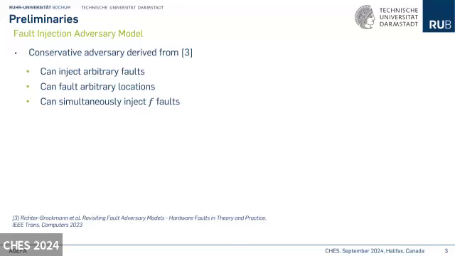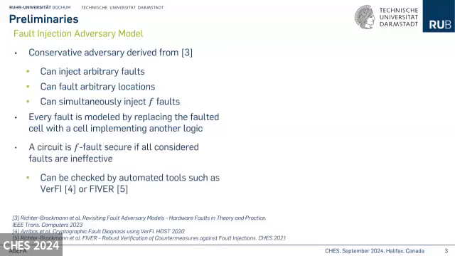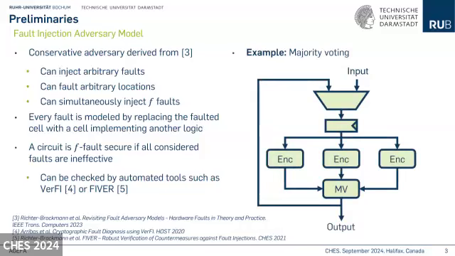And when we now take this adversary model, maybe one step back, to model this fault, we can just replace a faulted cell by another cell, which implements the functionality of our fault. So based on this, we can use some kind of tools here, for example, VerFI or FIVER, which check if a circuit is fault secure, so if all the faults injected are indeed ineffective. We can do this, for example, on the circuit we showed before, so on our majority voting circuit.